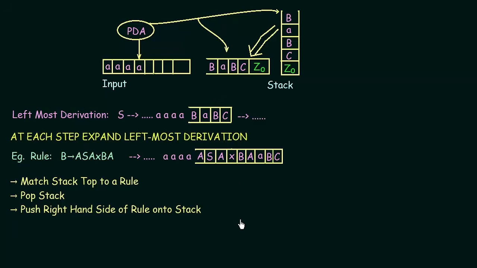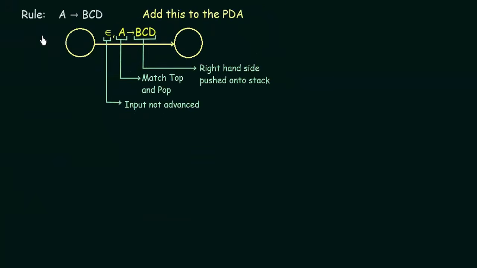Alright, so let us now try to draw the transition diagram and represent it in the form of a push-down automata. As I told you, if you have a rule of the form A gives B, C, D, then you have to just add it to the push-down automata. And how do we add it? I told you, you have to match this A with the top of the stack, and if it is matching, then you have to pop that A from the top of the stack, and you have to push the right hand side onto the stack. So this is the PDA for that.